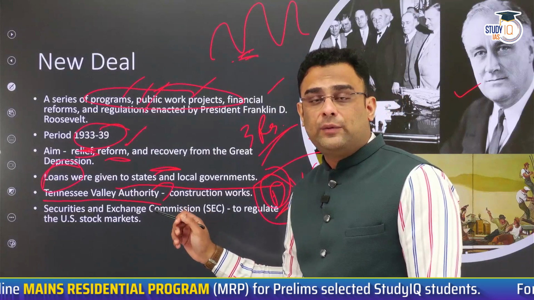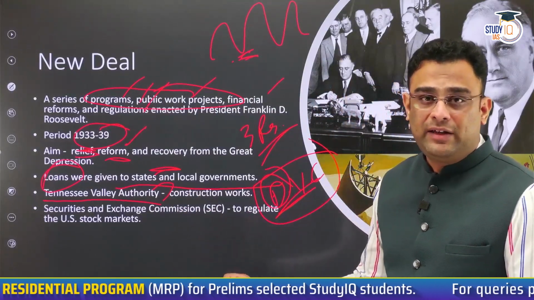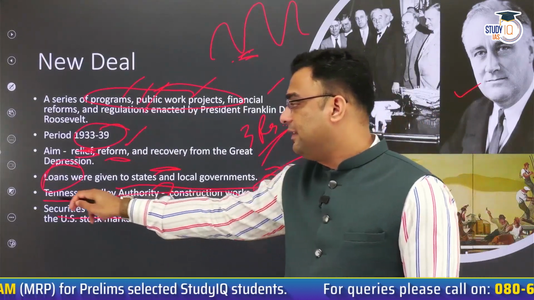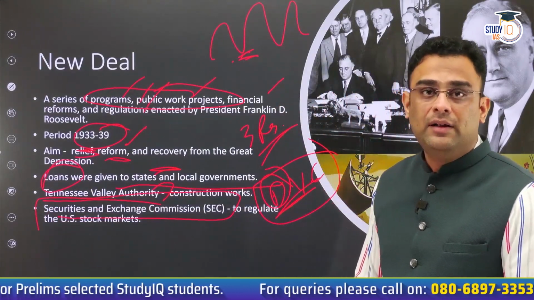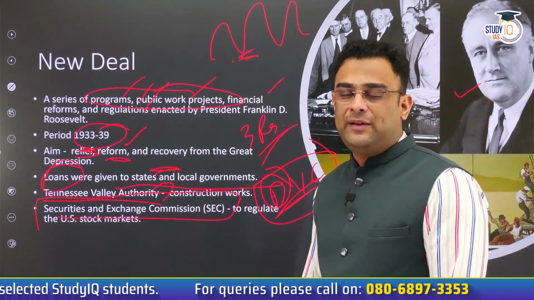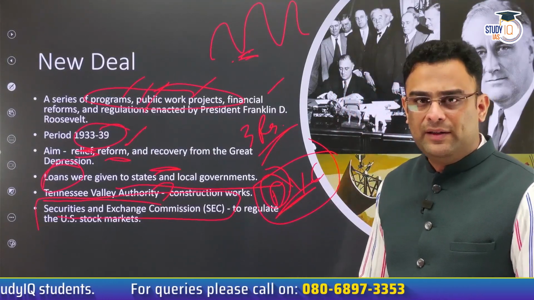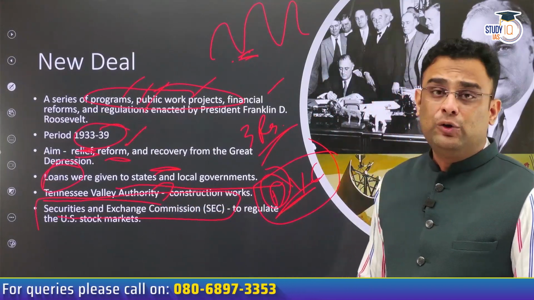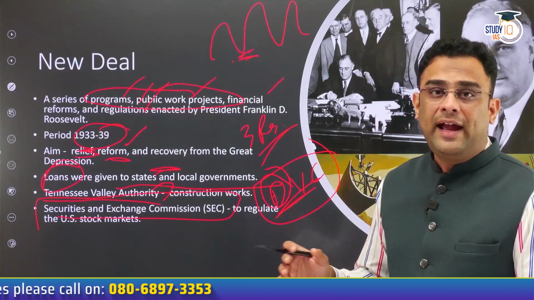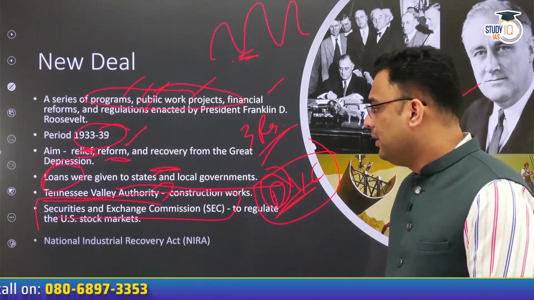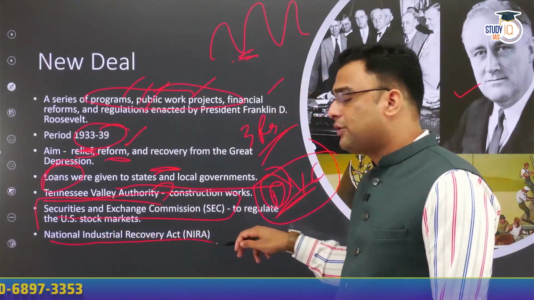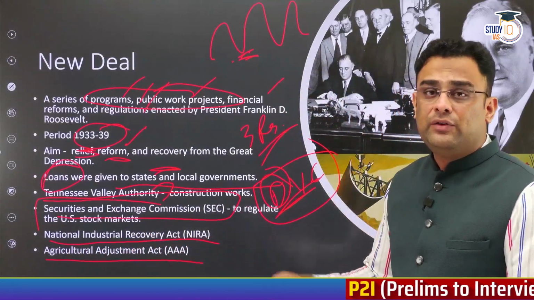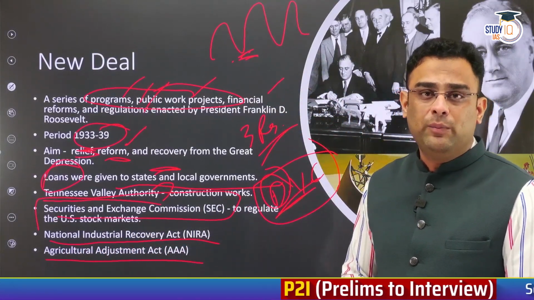Then, since stock markets were poorly regulated and were speculative in nature, America reformed them by creating a regulating agency called SEC, Securities and Exchange Corporation. This is the body which is parallel to our SEBI. In fact, we can say that SEBI is modeled similarly. SEBI was created in 1992, USA did it in the 1930s to ensure that the markets remain fair and do not indulge in speculation. The National Industrial Recovery Authority and Agricultural Adjustment Acts were passed so that industry and agriculture could also be given a boost.